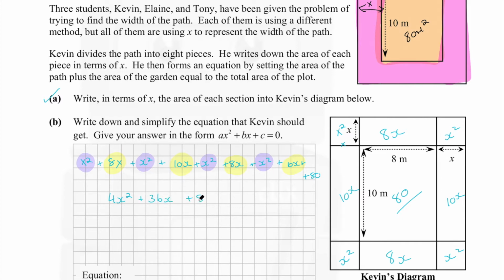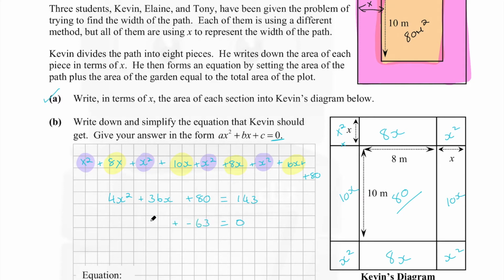And of course I have the 80, which gives me the total area of the entire thing, and that's going to be equal to 143. Now they want the formula in the form ax squared plus bx plus c is equal to 0. So I'm going to make this side be 0, and to do that I'm going to have to subtract 143 from both sides. If I subtract 143 from this side, it becomes 0, and from here I've got 80 minus 143, which gives me minus 63.